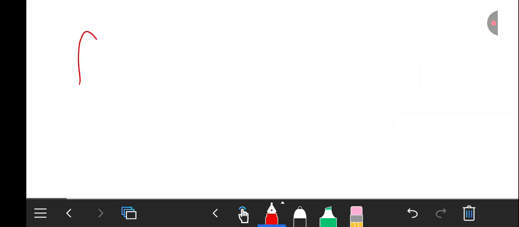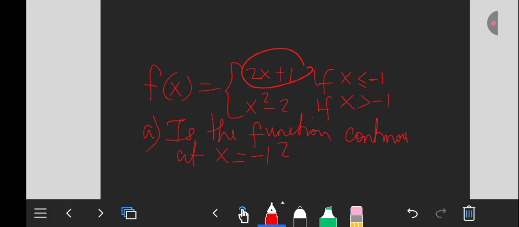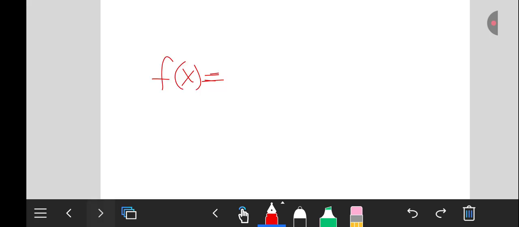Let's start by determining what f of x is. So f of x will be equal to, they said at -1. So the one which includes -1 is this one, which has less than or equal to -1. Okay, so the function we're going to use is 2x plus 1. So I'm going to substitute -1 in this function. So this will be f of x is equal to 2x plus 1. Then we substitute x is equal to -1.